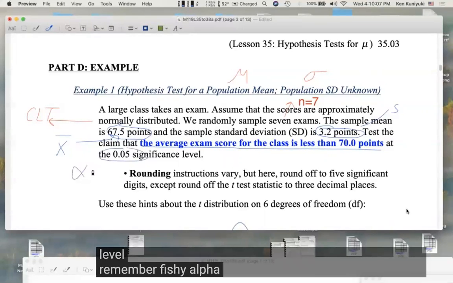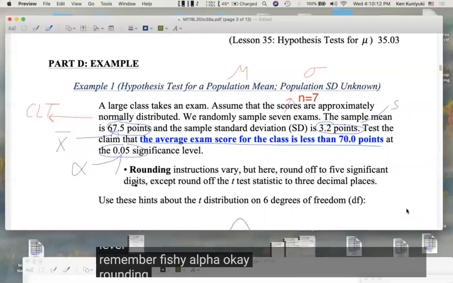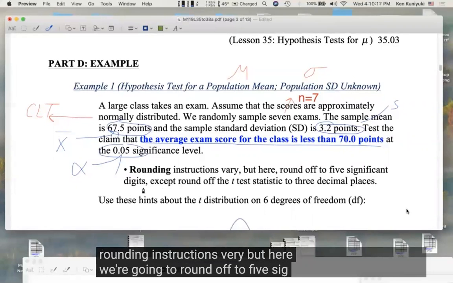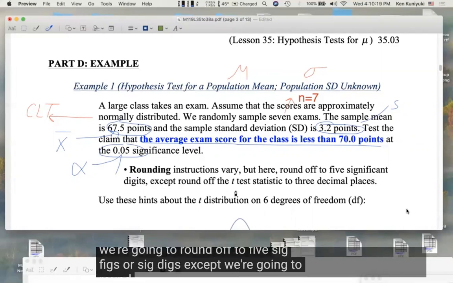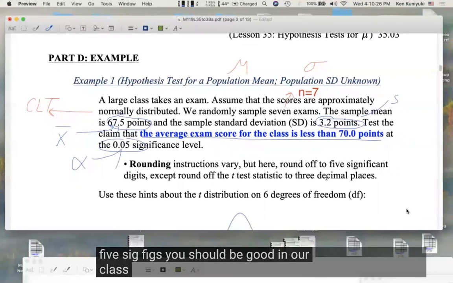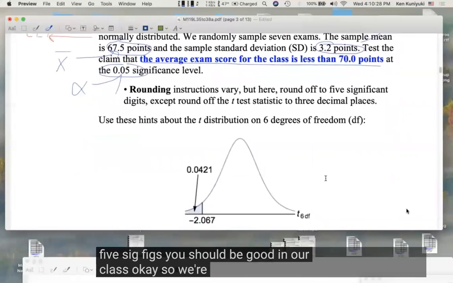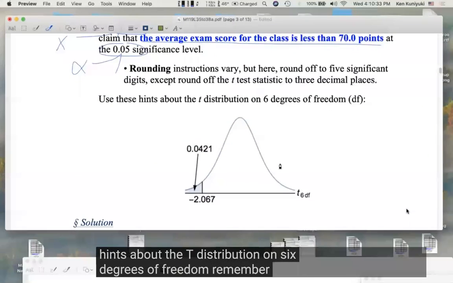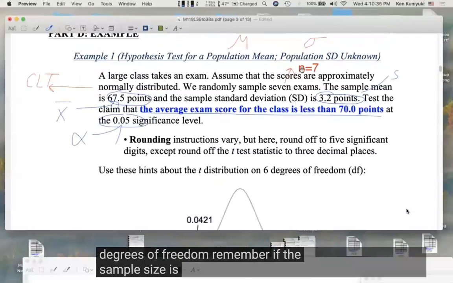Alpha. Okay. Rounding instructions vary, but here we're going to round off to 5 sig figs, except we're going to round off the t-test statistic to 3 decimal places. If you round off to 5 sig figs, you should be good in our class. Okay, so we're going to need these hints about the t-distribution on 6 degrees of freedom. Remember, if the sample size is 7, then the number of degrees of freedom we're going to need will be 6.